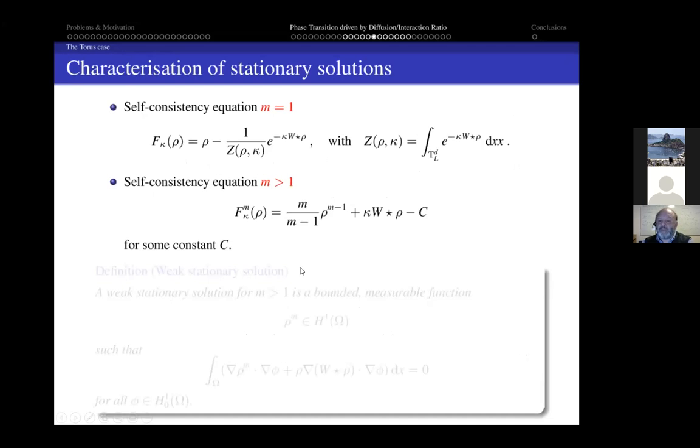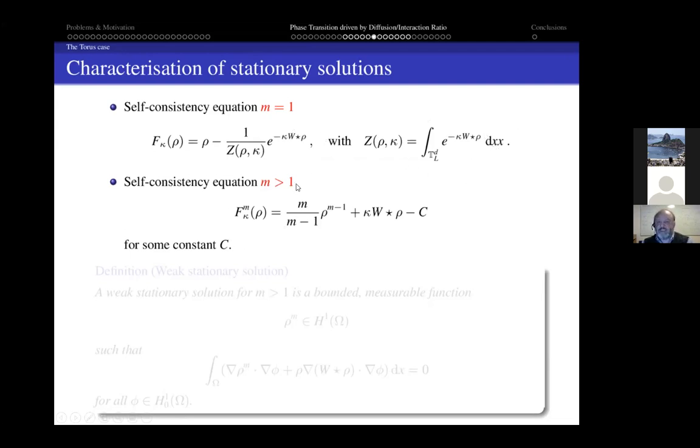How can we obtain and analyze how many steady states we have in this case, trying to answer further this question of phase transitions? Again, we look for an equation satisfied by the steady state. The steady states, in the case of linear or nonlinear diffusion, satisfy a kind of self-consistent relation. In the case of linear diffusion, which is the easiest to see, by something very similar to what I wrote before, rho has to satisfy that it is equal to e to the minus kappa W * rho, normalized, meaning that it is normalized by its integral.